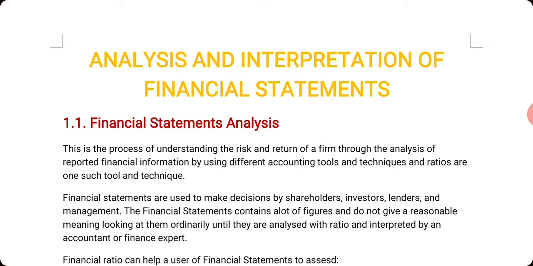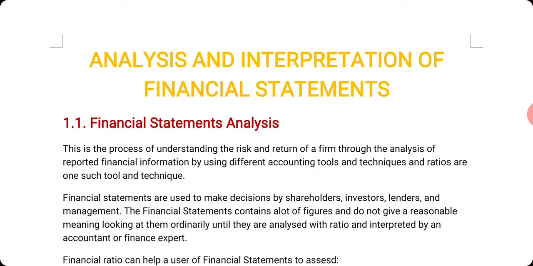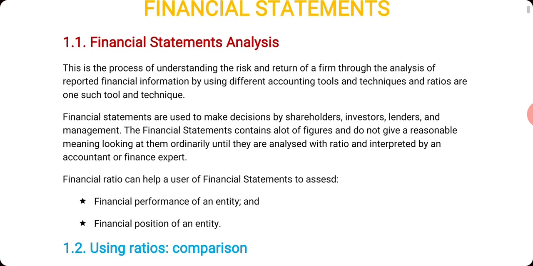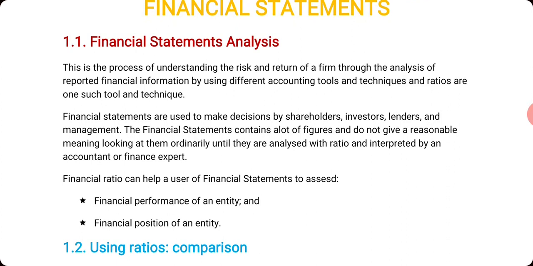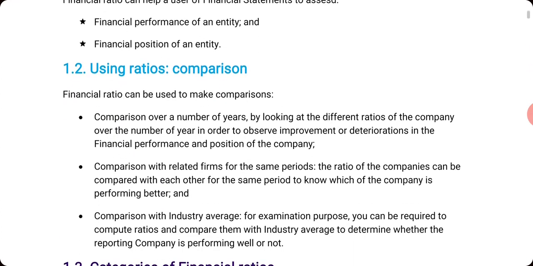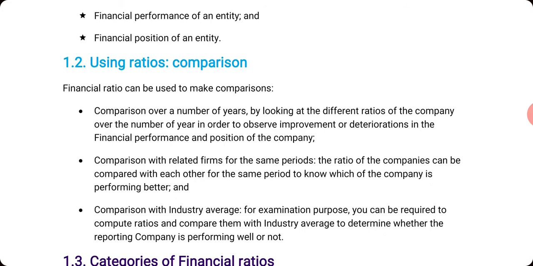Although the analysis and interpretation deals with the historical data that has been provided by the accountant, all the same, it is important that the analyst take a look at this and create some relationship so that he can be able to predict the future using the historical data. Now, we are going to be looking at this using ratios. Ratios can be used for comparison. In making this comparison, we can compare over a number of years.